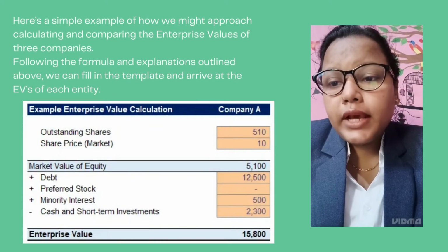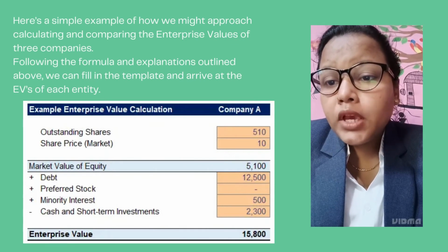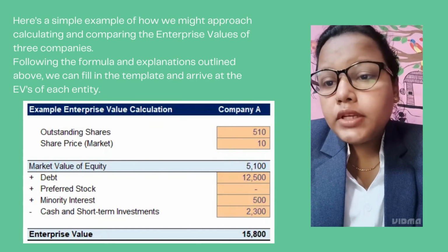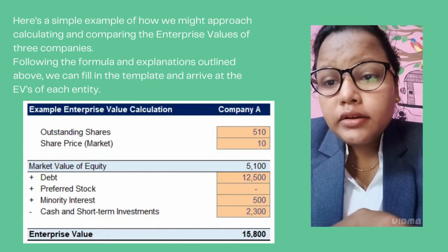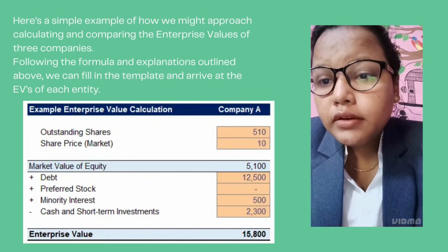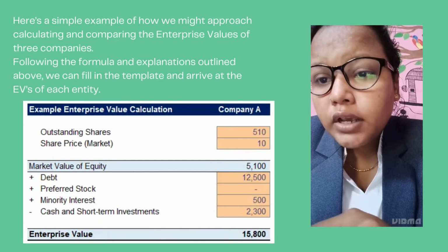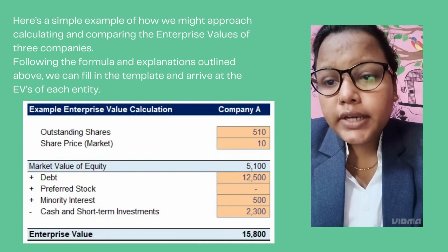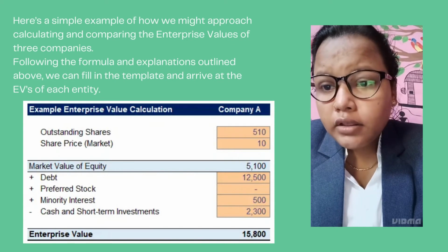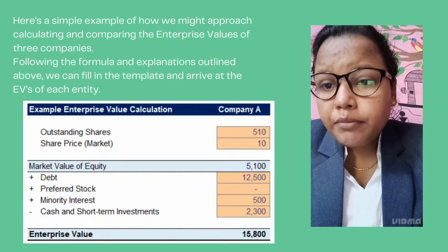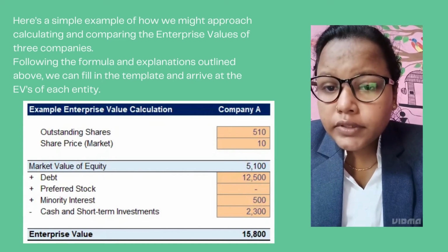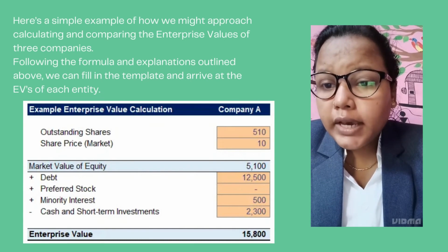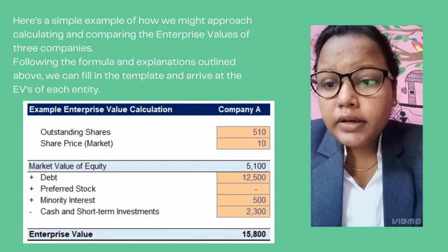Sample enterprise value calculation. Here's a sample example of how we might approach calculating and comparing the enterprise value of three companies. See the formula and explanation outlined above. We can fill in the template and arrive at the EV of each entity. First is the example enterprise value calculation, that is outstanding shares, which is 510, then share price of market. After that, market value of equity plus debt plus preference stock plus minority interest, which is subtracted by the cash and short term investments, and we get enterprise value.